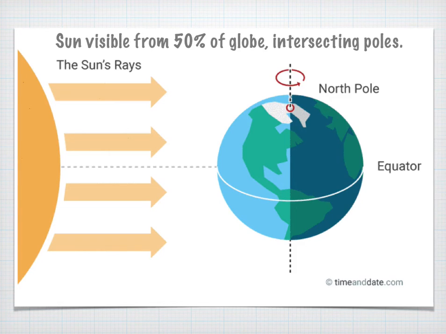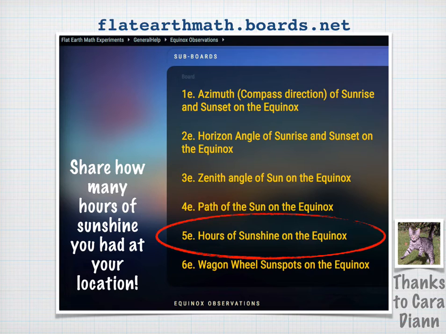The alternative is that the globe Earth model works. So in the globe Earth model, no matter what day of the year, the sun's rays are always going to illuminate 50%. The sun rays are going to touch 50% of the globe. On the equinox, this pattern of light and shadow is going to intersect the poles. So that model might work.